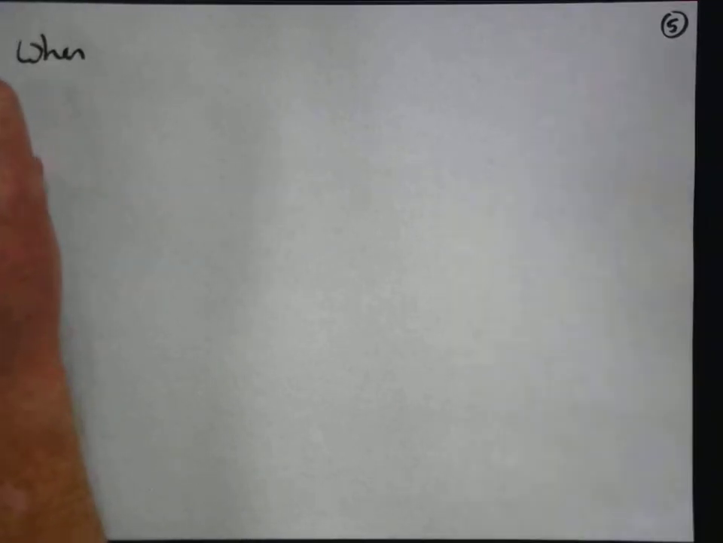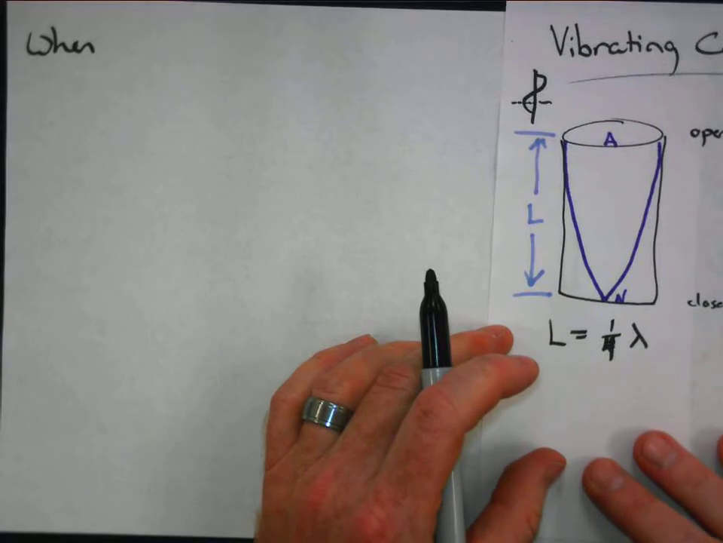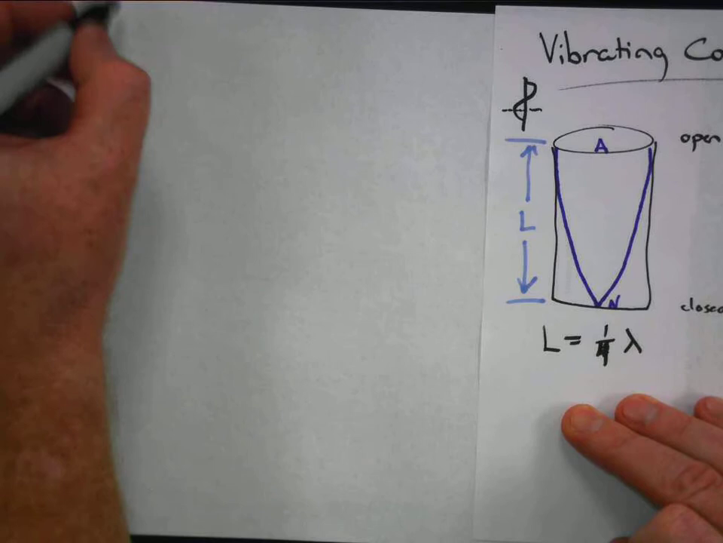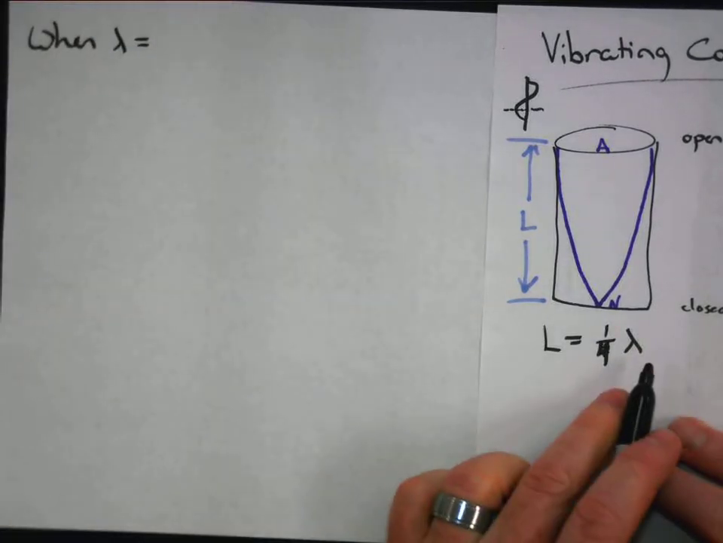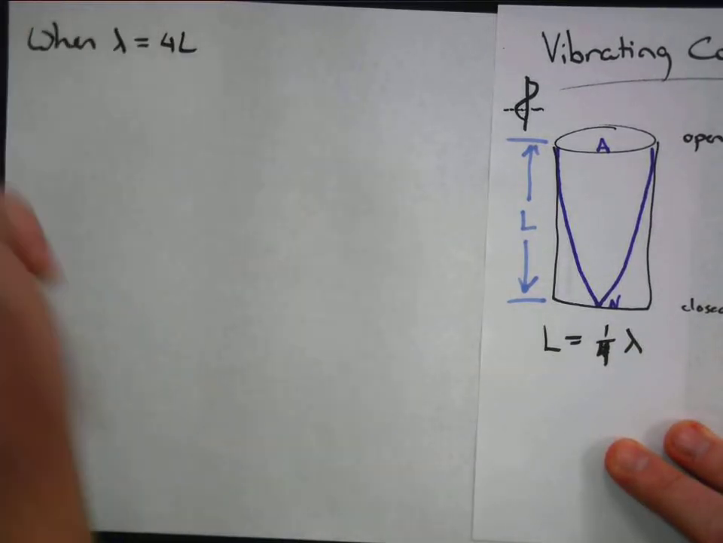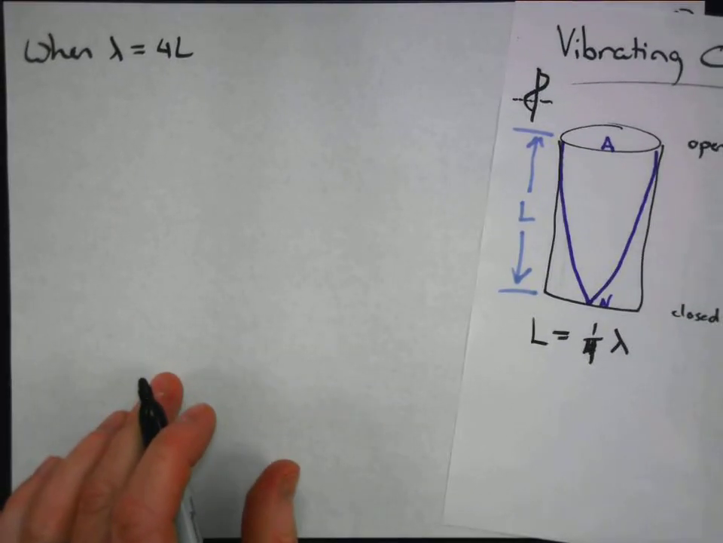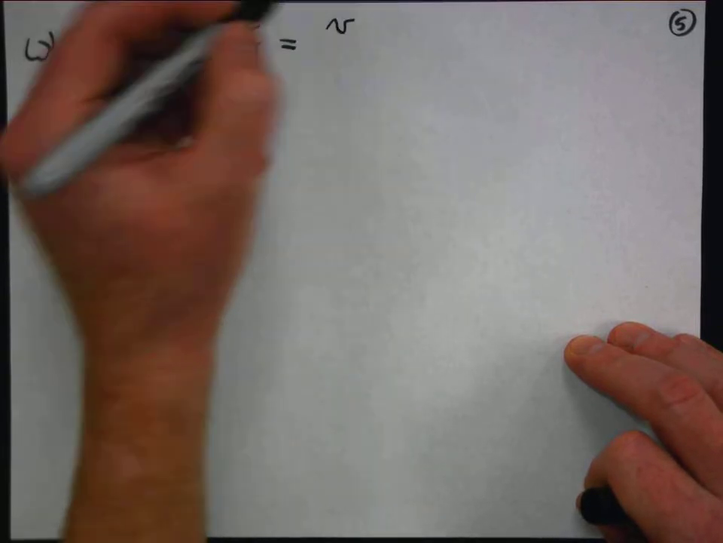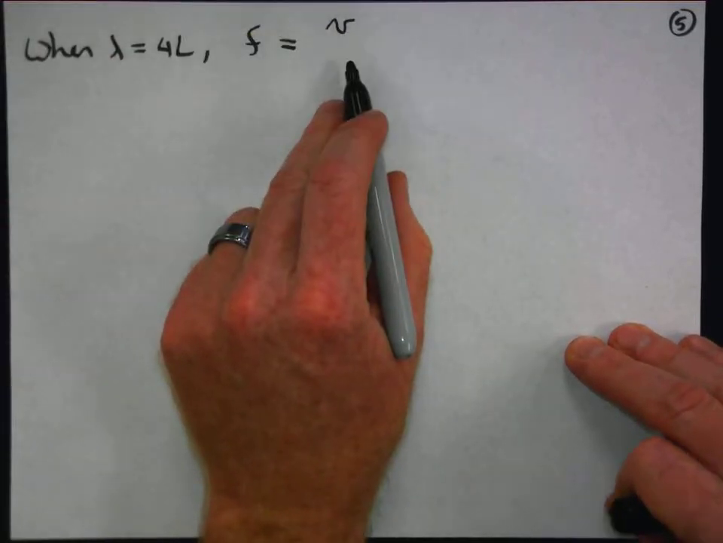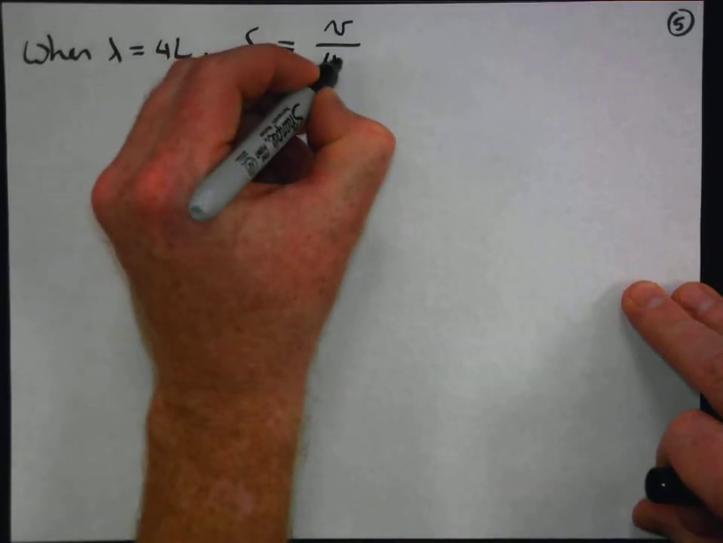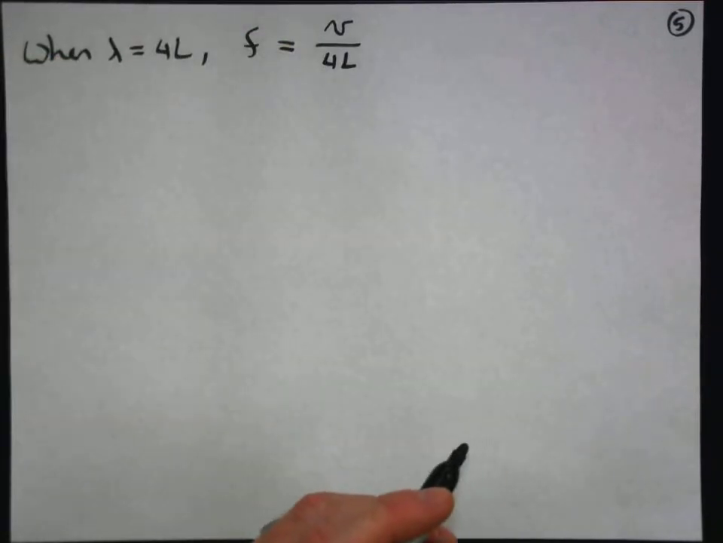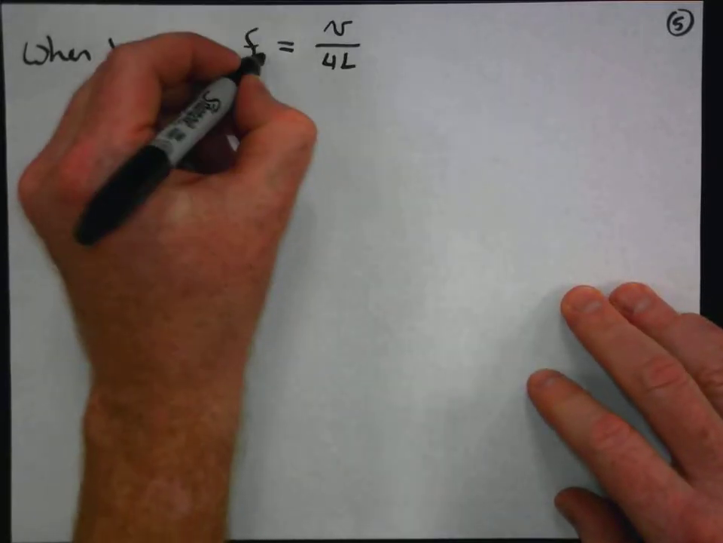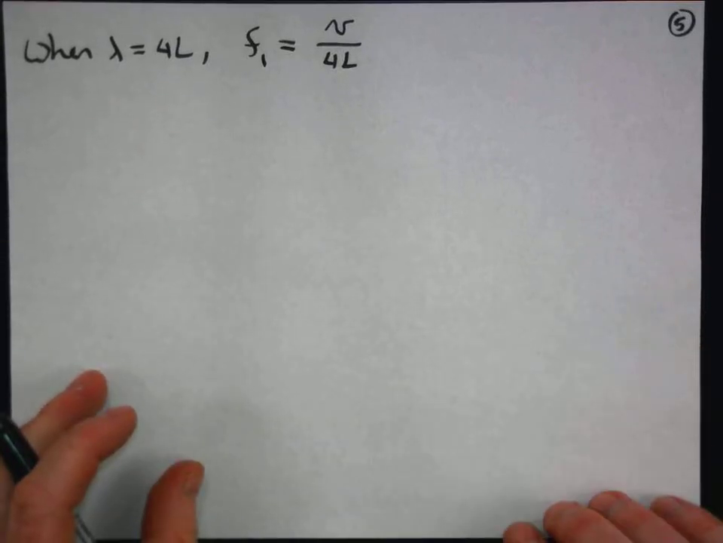I'm going to look at this first example here. When the wavelength is equal to 4 times the length of the string, what's going on? There's this frequency. It's equal to velocity divided by wavelength. Wavelength is 4L. All right, now there's no simplification of that possible. That is our fundamental frequency in this column of air.